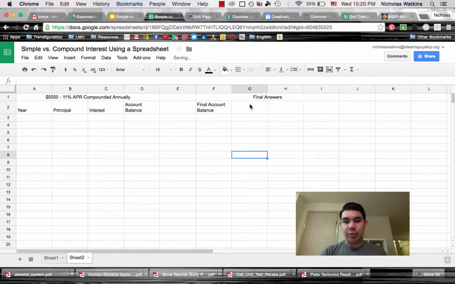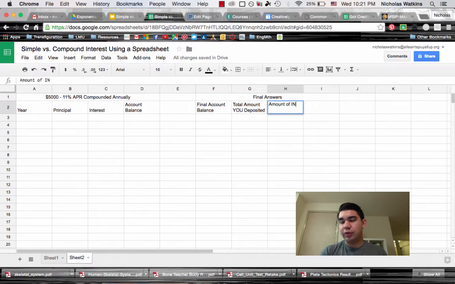Cool. Now, let's fill out the rest of this. Final account balance is how much we're going to end up with at the end. Total amount that you deposited. Again, it wraps that down to the bottom. And the amount of interest earned. Okay, so now we have our spreadsheet set up for us.